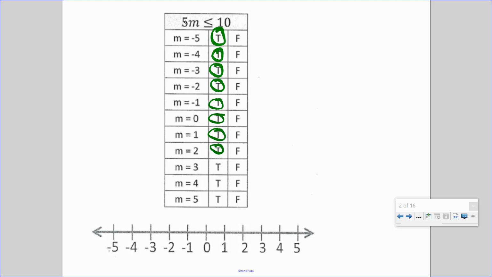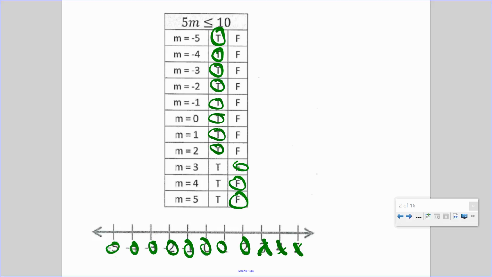True. 5 times 3 is 15, less than 10? No. 5 times 4 is 20, less than 10? False. 5 times 5 is 25, less than or equal to 10? False. So negative 5 is true, true, true, all the way to 2. So all the numbers that are less than 2 work, but 3, 4, 5 are canceled out.